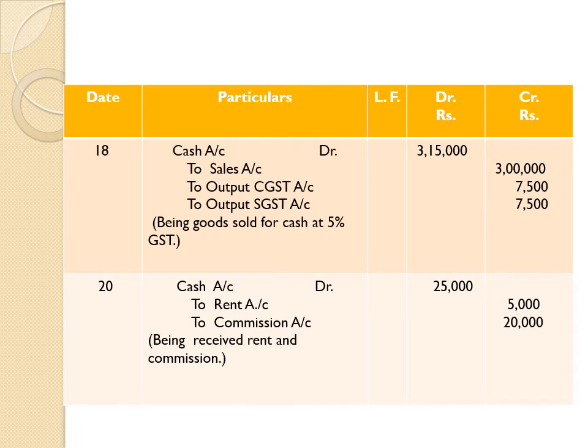Then another transaction happened on 20th April, that is rent and commission received by us, rent 5,000, commission 20,000. It means we have received 25,000. So entry for it, amount received debited, cash account debit rupees 25,000, to rent account, that is amount received on account of rent 5,000, to commission 20,000, being received rent and commission.